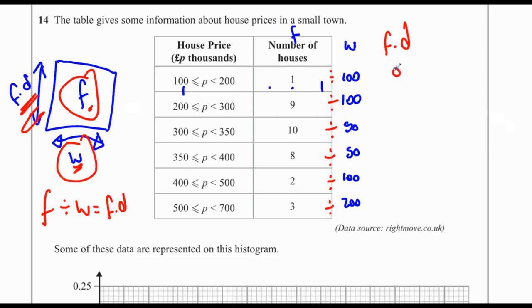Like 1 divided by 100, 0.01. 9 divided by 100, 0.09. Divided by 50, well, you could divide by 100 times by 2, 0.2. But I wouldn't recommend this probably in an exam. So let's do it on a calculator. 8 divided by 50 is going to be 0.16. 2 divided by 100, 0.02. 3 divided by 200 is going to be 0.015.